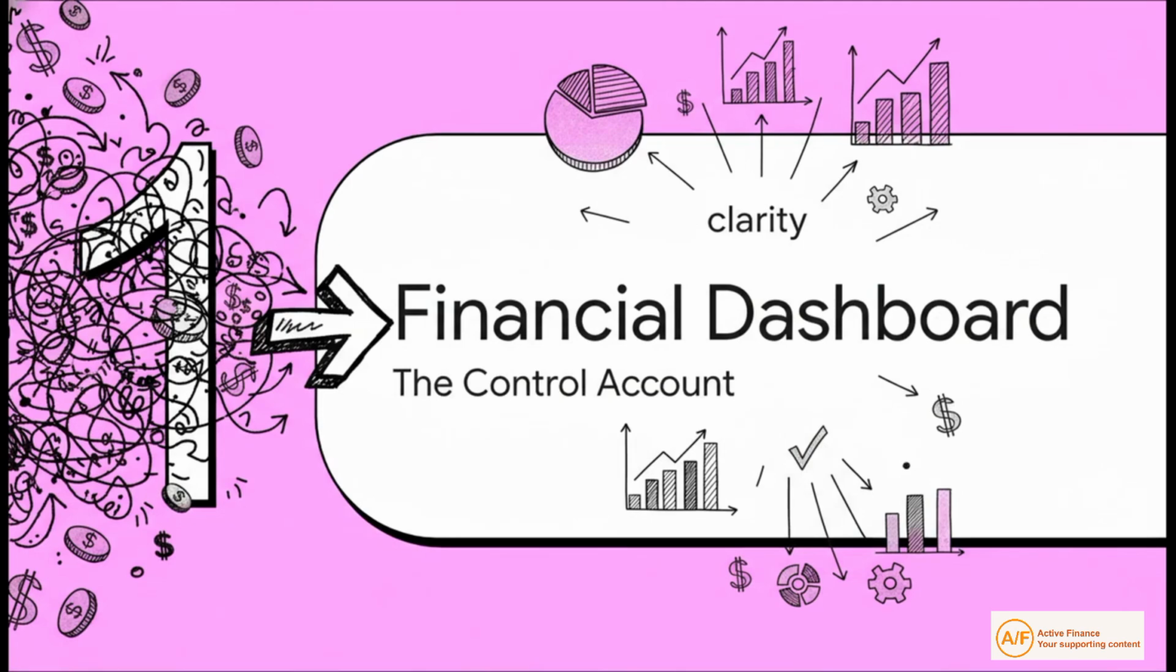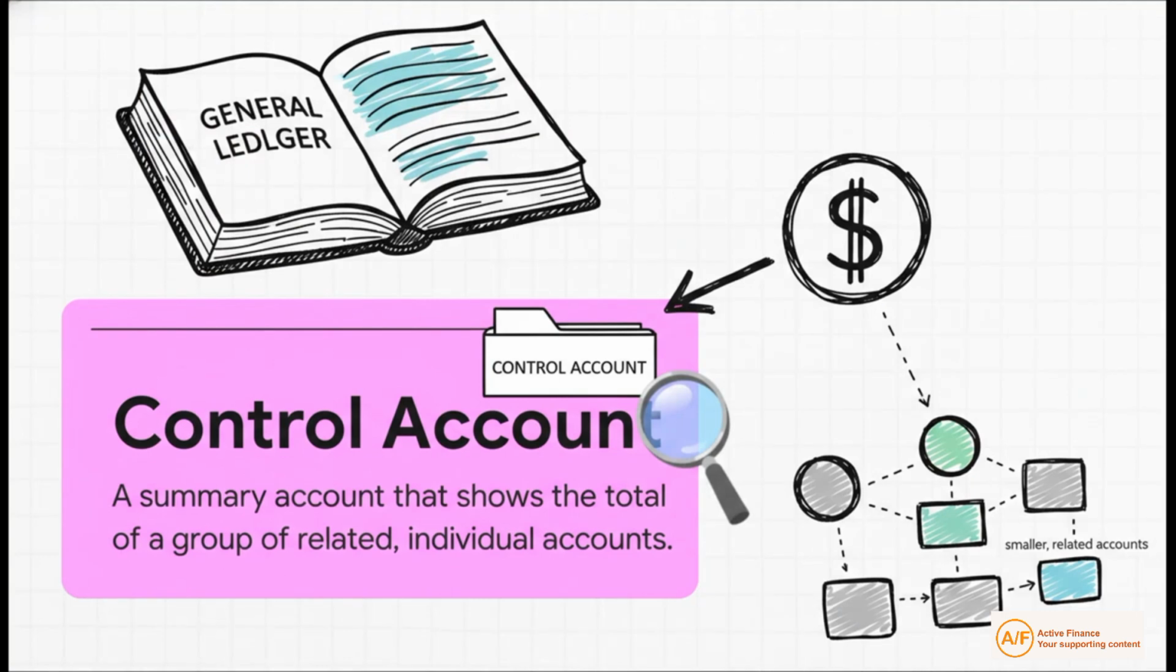But what if I told you there was a way to get a high-level summary, kind of like a financial dashboard, that brings all of that chaos into perfect, crystal clarity? Well, there is. Let's meet the control account. So, what is this thing exactly? A control account is basically a master file in your main accounting book, which is called the general ledger. It doesn't get bogged down in all the tiny details. Instead, it shows you one single, beautiful number, the total balance of a whole group of smaller, related accounts.